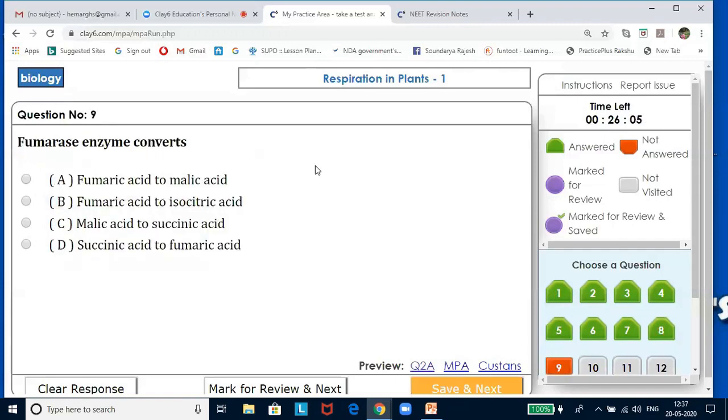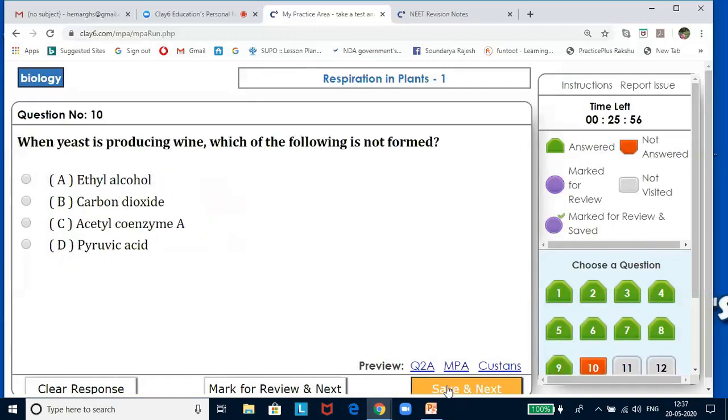Fumarase enzyme converts fumaric acid to malic acid. When yeast is producing wine, which of the following is not formed? So if you look at production of bread, beer and wine, it involves alcoholic fermentation. When bread is made, the alcohol evaporates and carbon dioxide causes bread to rise. So the answer is going to be acetyl coenzyme A will not be formed.